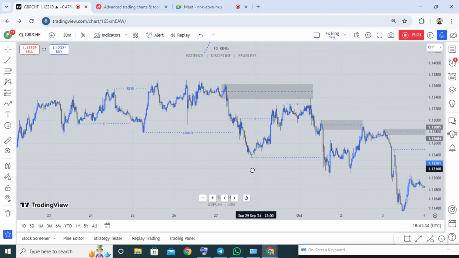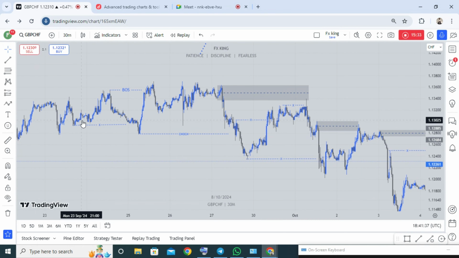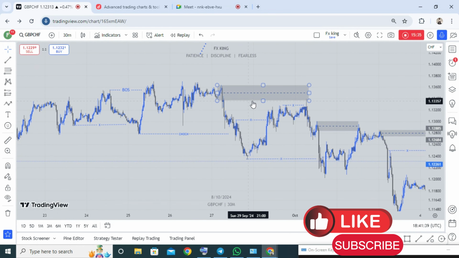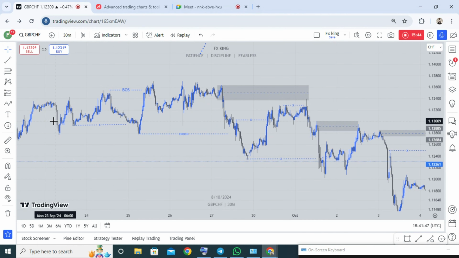I'm using this time frame. I already took a look at my bigger time frame, so no need for me to be showing you all that. It will just make the class longer. If you see here, the market had been pushing up. This was our last pullback here.